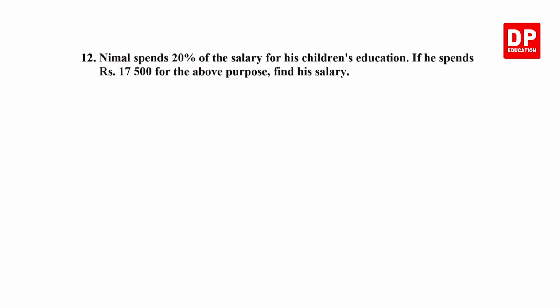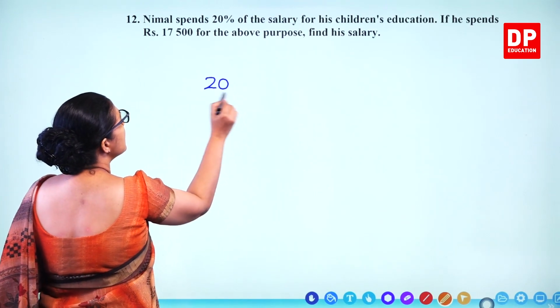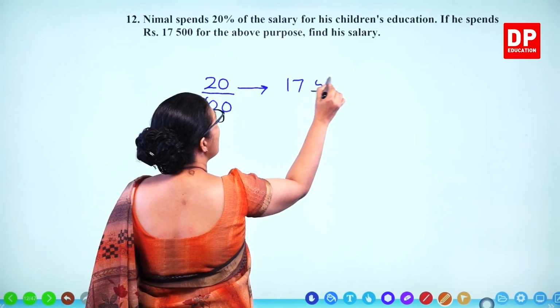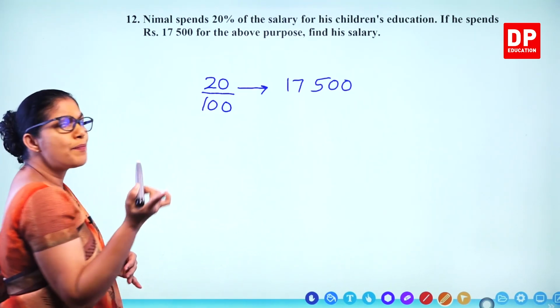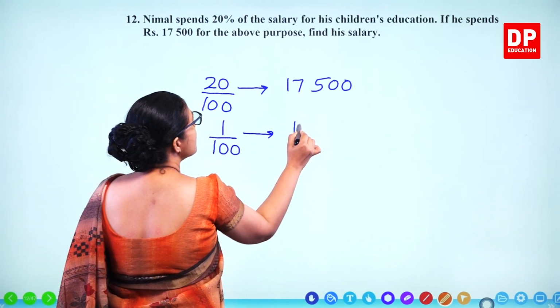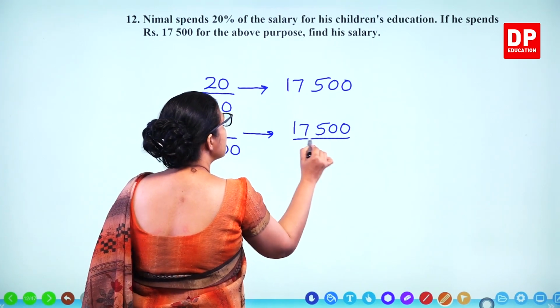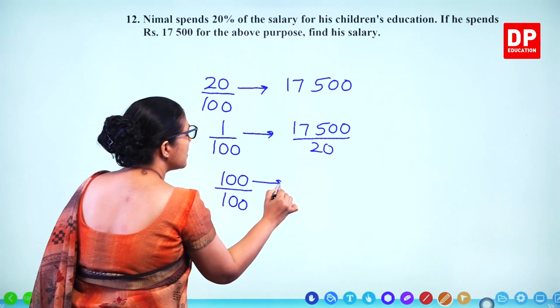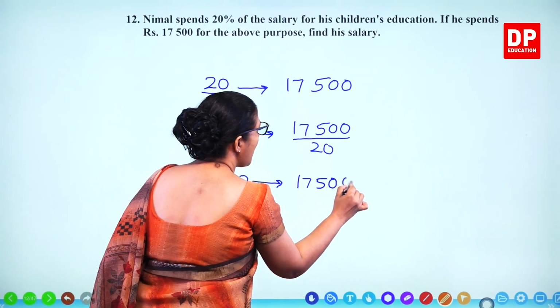Question number 12. Nimal spends 20% of the salary for his children's education. If he spends 17,500 for the above purpose, find his salary. 20% for education, that is 17,500 rupees. So salary means 100%. So you can find out 1%: 17,500 divided by 20. Then to get the full salary, you have to take 100%, so multiply by 100 there.